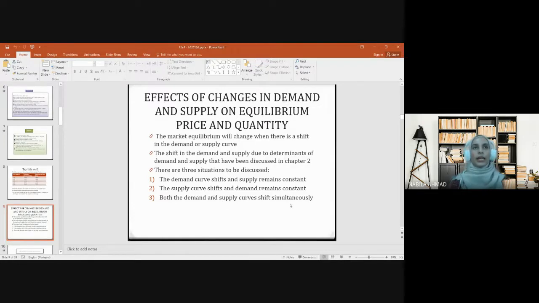Okay, so dia ada situasi di mana demand curve sahaja yang shift right or left tetapi supply tak berubah. Ada juga situasi di mana supply sahaja yang berubah, shift right or left tetapi demand constant. Dan ada juga situasi di mana both demand dan supply shift simultaneously. Okay, so kita tengok one by one.